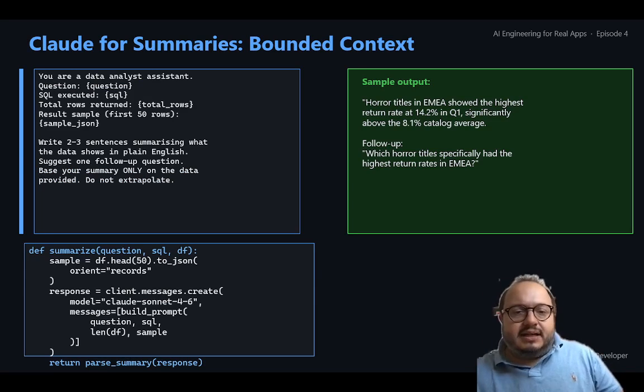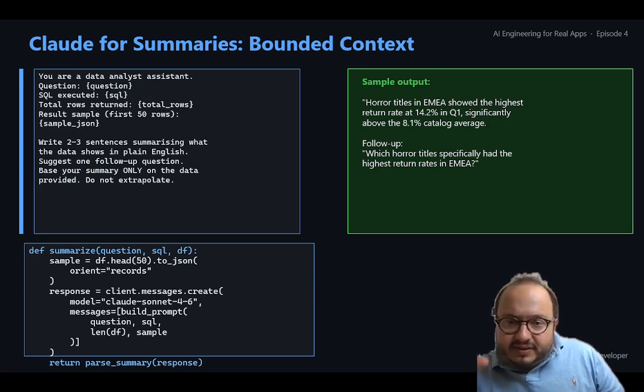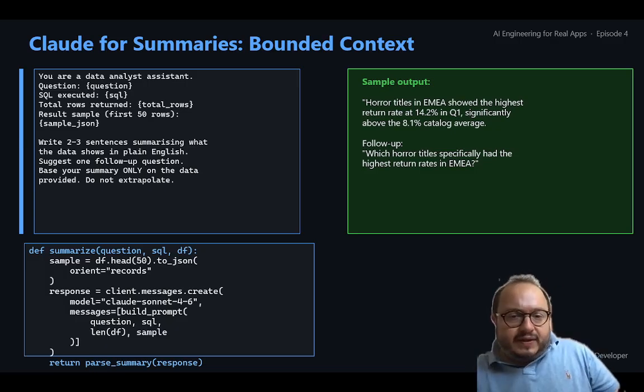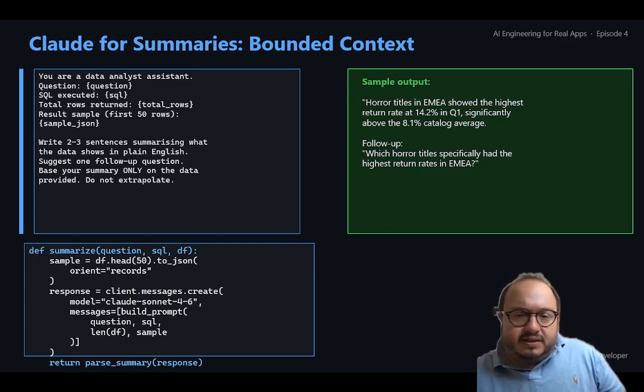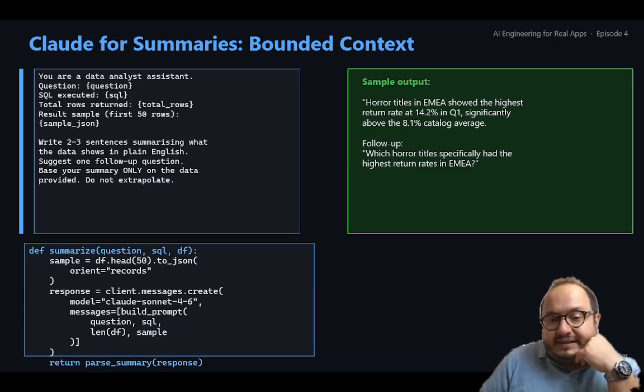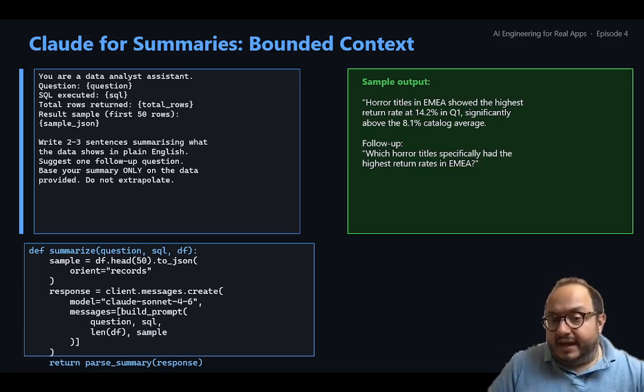Claude does not see the full result set. It sees a bounded sample. For most reporting questions, 50 rows is more than enough to characterize the pattern: which region is the highest, what the trend direction is, whether the outlier is significant. The follow-up question is a small feature with a disproportionate impact on the user experience. Instead of reading the result and trying to think what to ask next, the user sees a suggested question already parsed from the system. They click, and the pipeline runs it again. This creates a natural exploration loop.